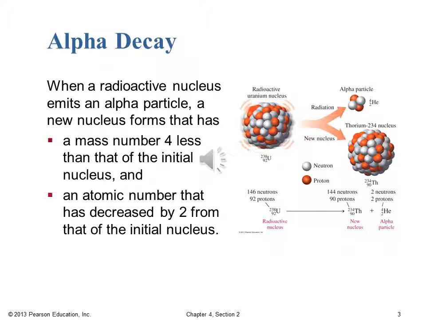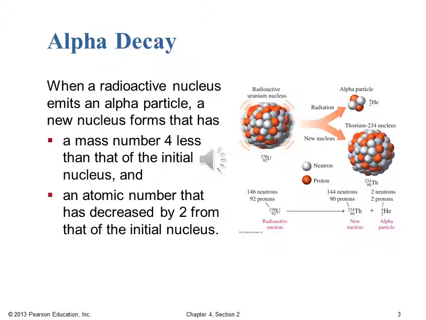So thorium is element 90, 2 less than uranium, element 92, and this particular isotope of thorium is thorium-234, which is 4 less than the mass of the uranium-238 isotope. So this is really neat. It gets to test your symbol writing skills and your math balancing skills.